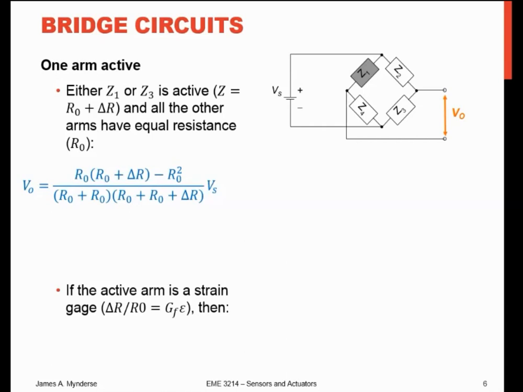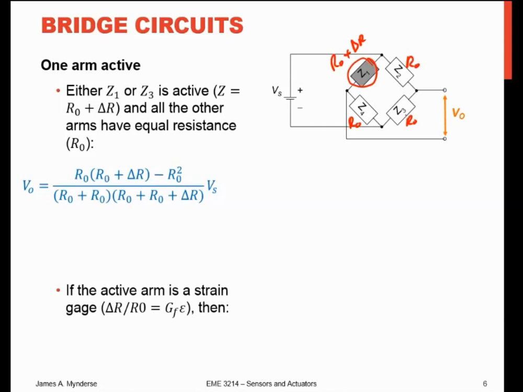So let's run through the math for this situation where it can be either Z1 or Z3 that is active. In this example, we're going to use Z1. So Z1 is R0 plus some delta R. All the other arms are at R0, R0, R0.